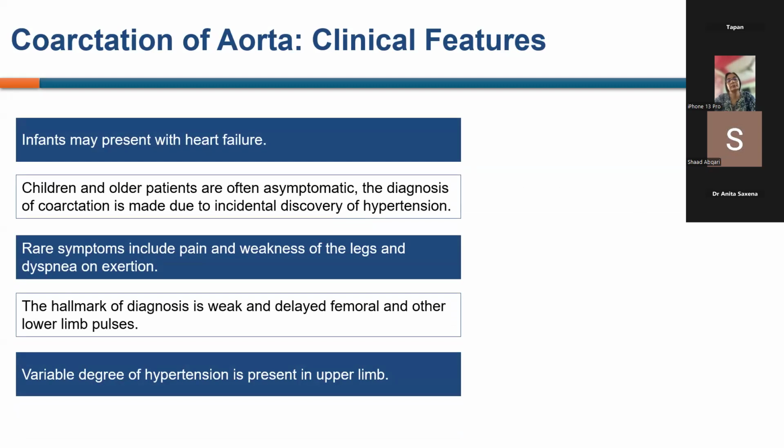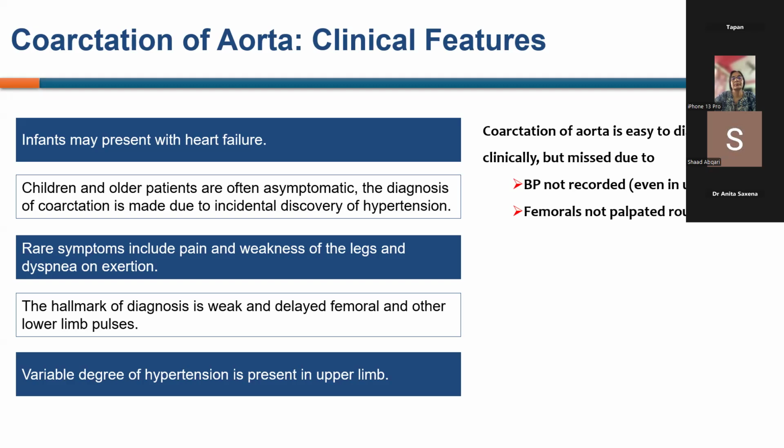So newborns and infants may present with failure, as I said, but older children tend to be totally asymptomatic. And if you're not careful enough to check their blood pressure or feel their femoral pulses, then you're going to miss this diagnosis. I think pain and weakness of the legs are very rare symptoms, but dyspnea on exertion is something that you may get, especially because of hypertension in the upper limb. Hallmark of diagnosis: weak and delayed femoral pulses and other lower limb pulses, and variable degree of hypertension.